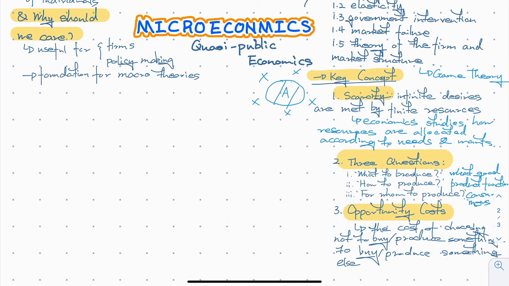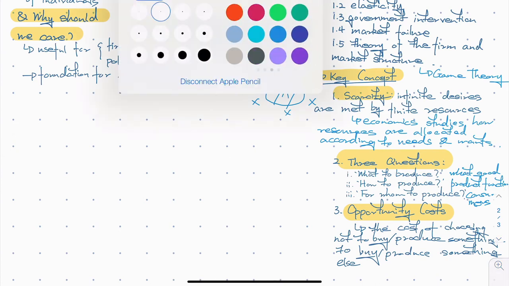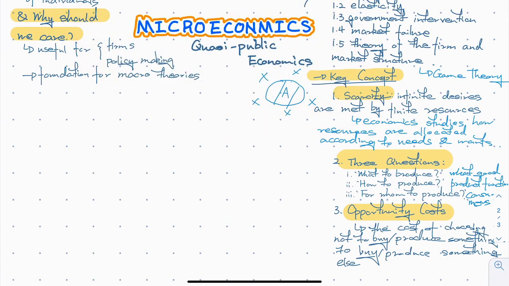The reason that we consider that a cost is because it allows you to compare options. For example, let me show you an example to have a better understanding of opportunity cost. Suppose you have a farm, and you can either farm apples or bananas.